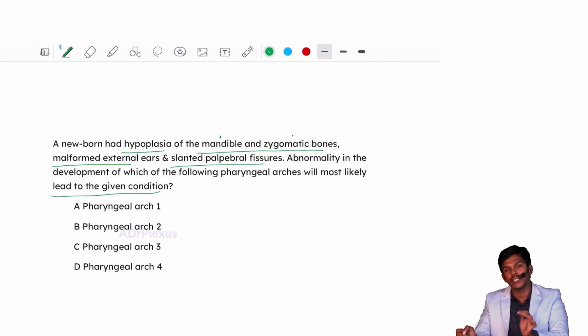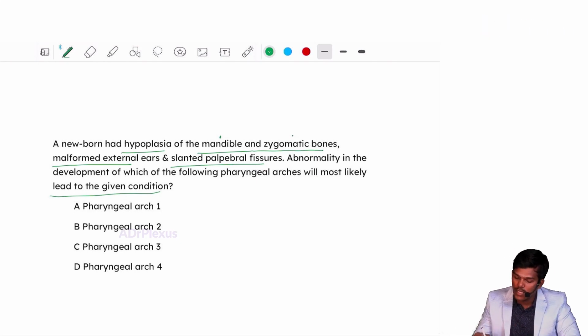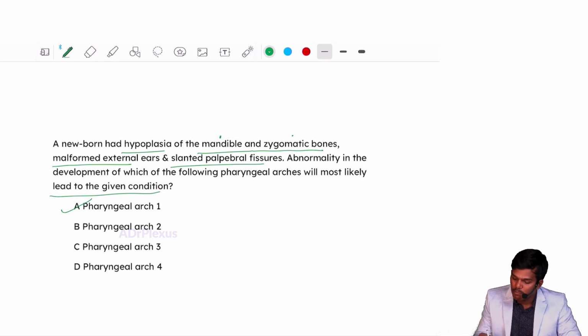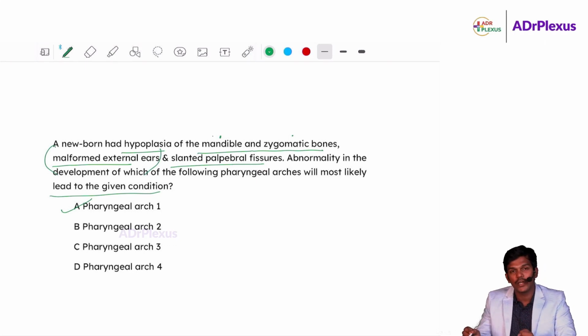So if these two arches are defective, mainly it means the mandible and zygomatic bones. So in this question, the defective arch is pharyngeal arch number 1. Okay, if they had given some defective facial muscle development or something relevant to the second arch, we could write it as the second arch. So in this question, there are malformed external ears, and malformed mandible and zygomatic bones. So this is probably a defective first arch syndrome. Is it possible, doctor? Yes, it is possible.